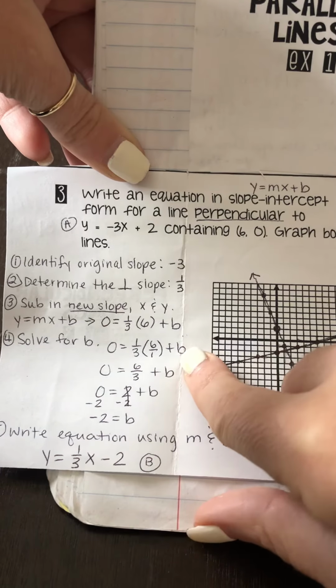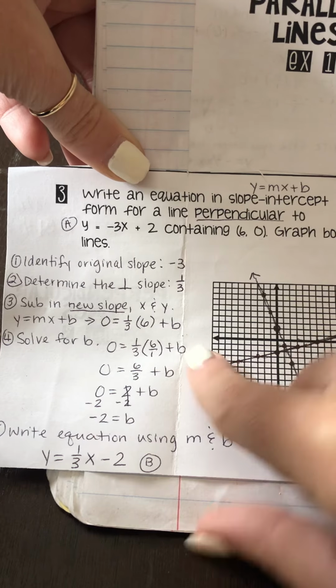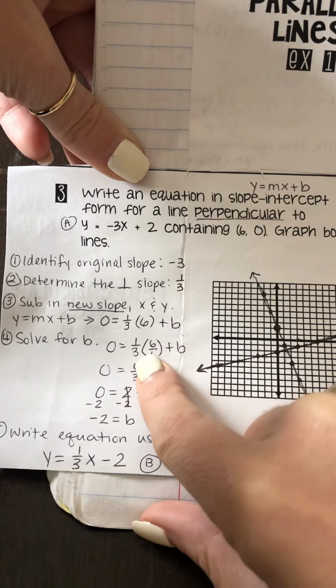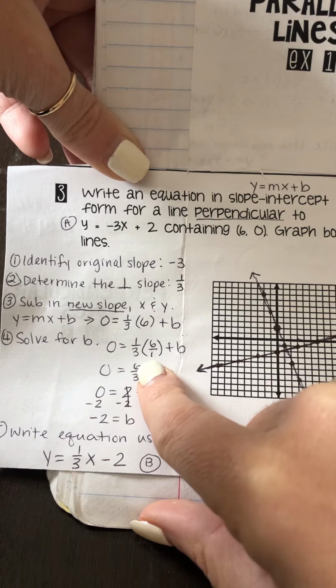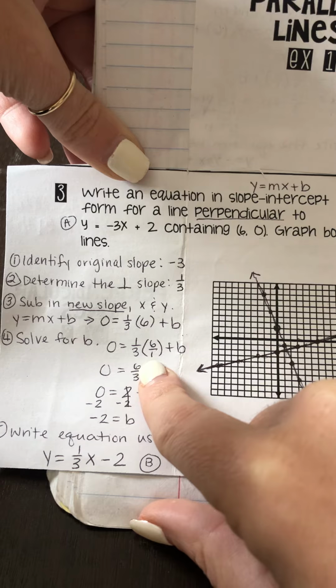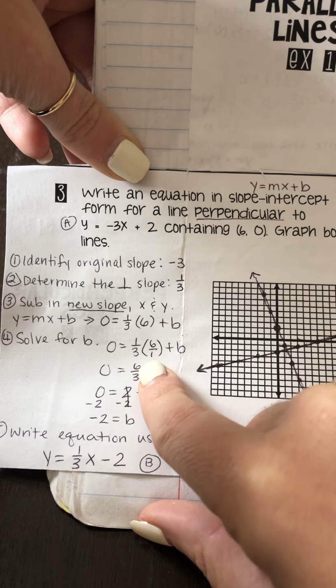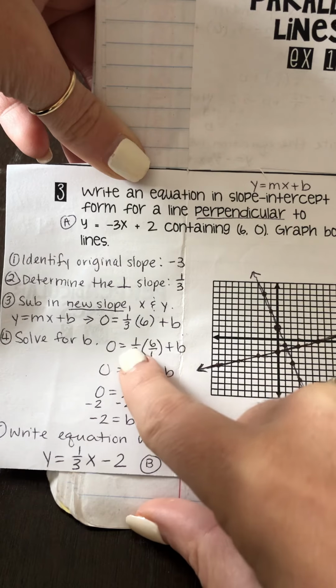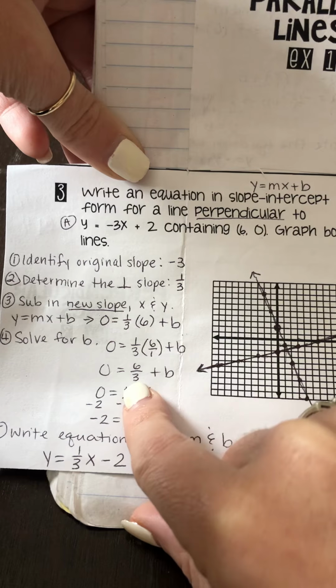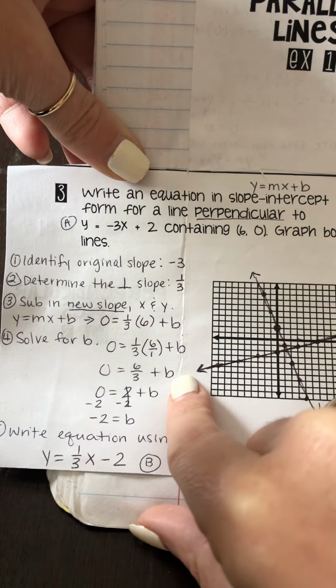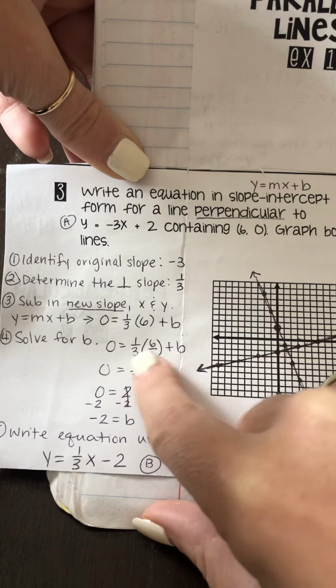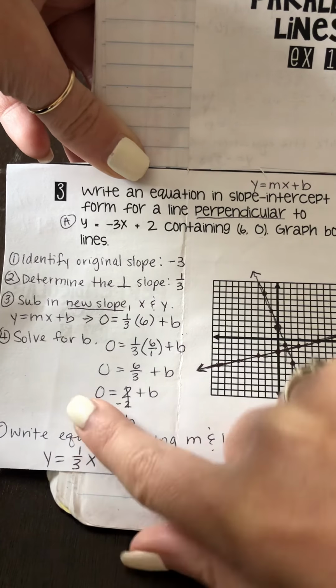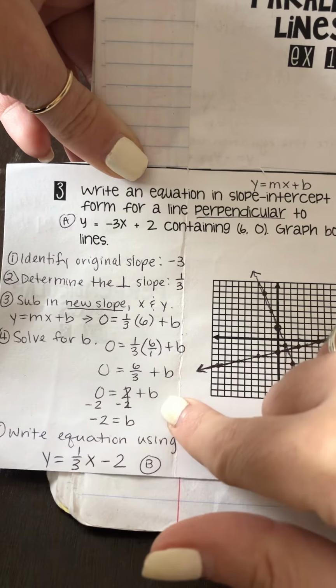So next step, solve for b. So again, from this 6 right here, I went ahead and changed it into a fraction form. That's going to help us to multiply there. So we end up with 0 equals 1 times 6 is 6, and 3 times 1 is 3. So that's how I got 6/3 here, plus b. We simplified 6/3. That's our first step. So we ended up with 0 equals 2 plus b.